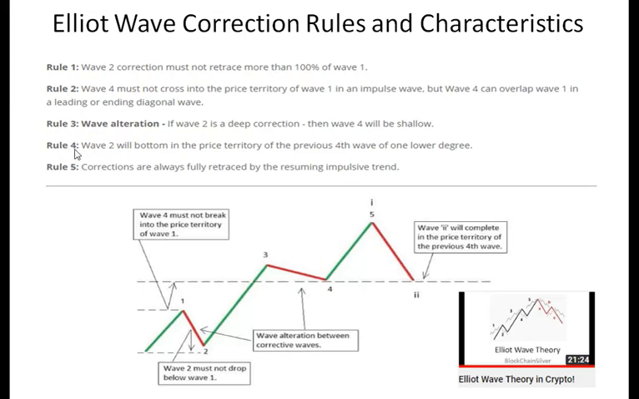Rule number 4 is that Wave 2 will bottom in the price territory of the previous fourth wave of one lower degree. So back here, you would have a 1, 2, 3, 4, 5. They're just saying that Wave 2 will generally be around where the Wave 4 is. Same thing here. With the ABC, it'll usually come around where the end of the Wave 4 is.